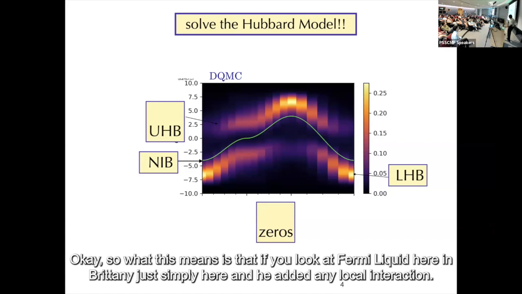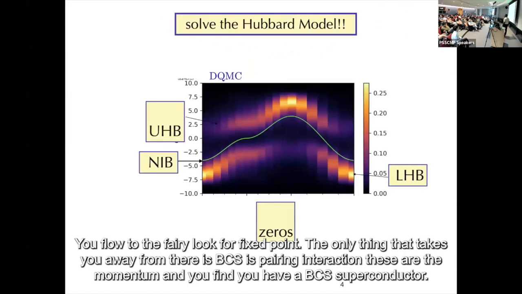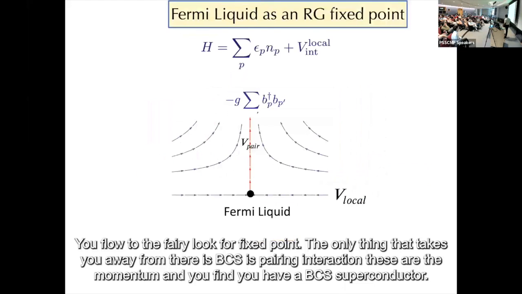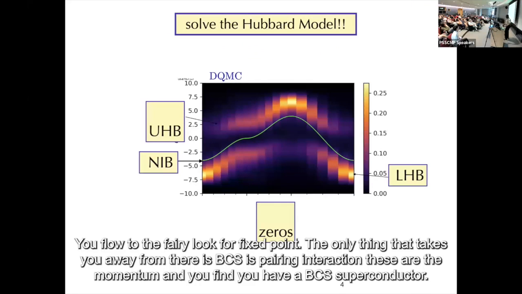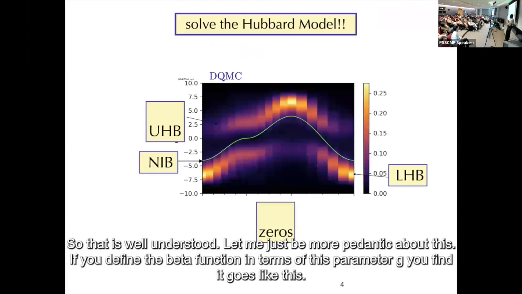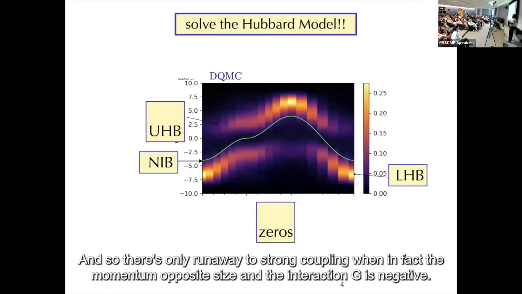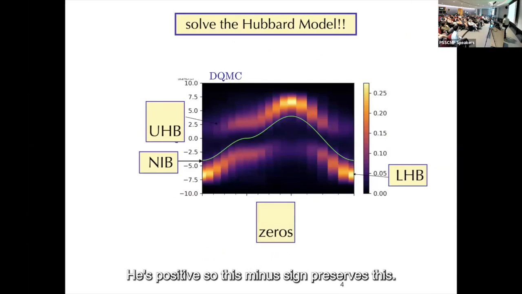Okay? So what this means is that if you look at Fermi liquid theory, and I've written it just simply here, and you add in any local interaction, you flow to the Fermi liquid fixed point. The only thing that takes you away from there is BCS, is this pairing interaction. These are the momenta. And you find you have a BCS superconductor. So that is well understood. Let me just be more pedantic about this. If you define the beta function in terms of this parameter G, you find it goes like this. And so there's only runaway to strong coupling when in fact momenta are opposite sides and the interaction G is positive, so this minus sign preserves this.